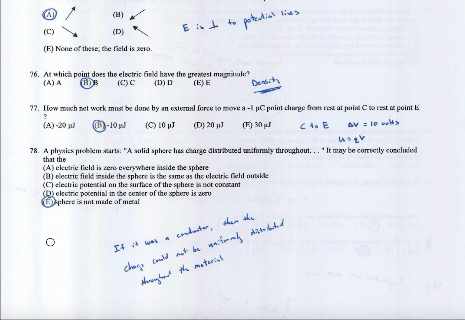Okay. A solid sphere has charge distributed. Okay, so once you know that the charge is distributed uniformly, it can't be made of metal, because if it was made of metal, it would be a conductor. If it was a conductor, charge would be spread over the surface of it.